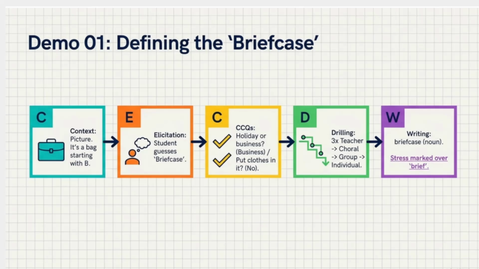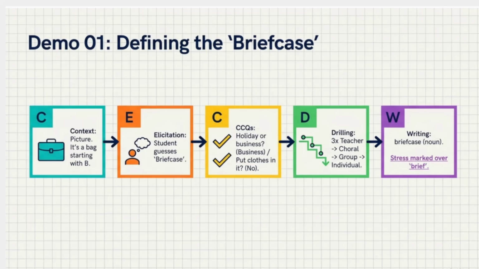Now the teacher checks the meaning. For example, Do you usually use a briefcase for a holiday or for business? Students answer, business. Now we move to drilling. The teacher models, briefcase, briefcase, briefcase. Then the students repeat chorally, followed by group and individual drilling. Finally, we introduce the written form. Briefcase. We identify it as a noun and make the stress clear.